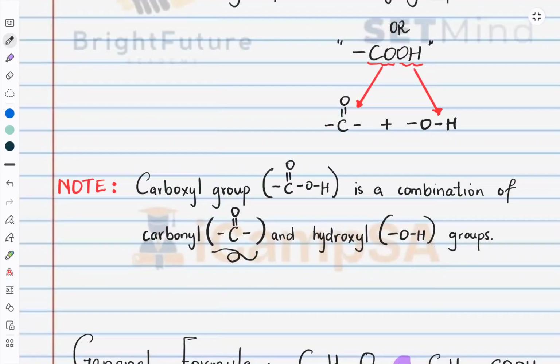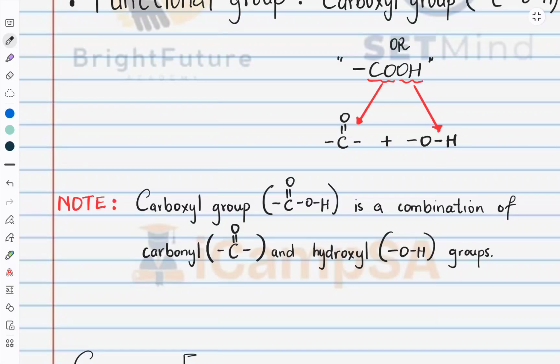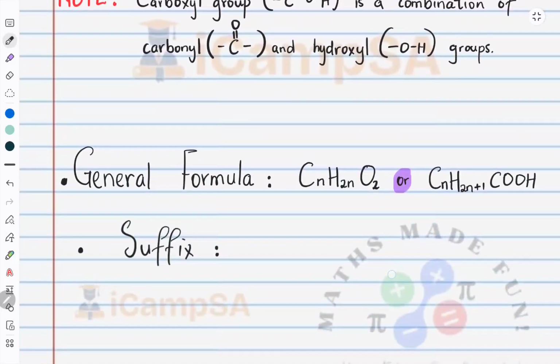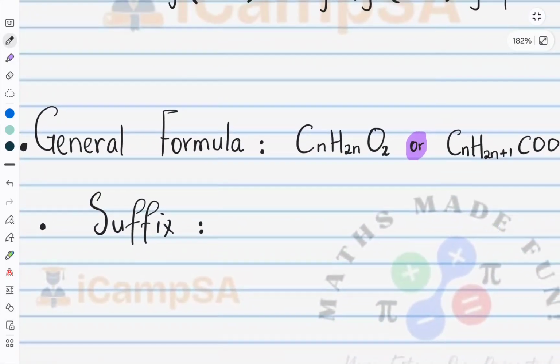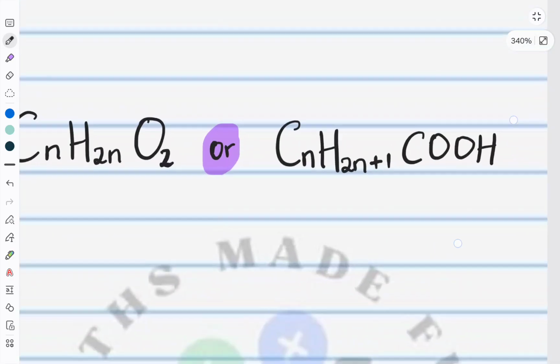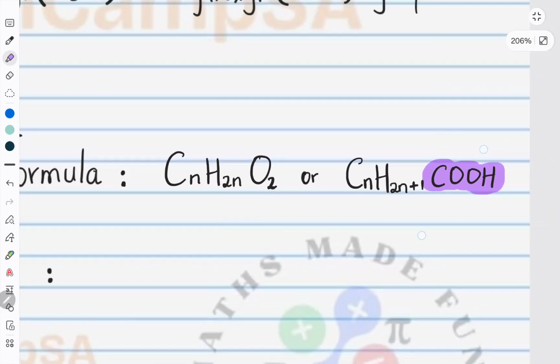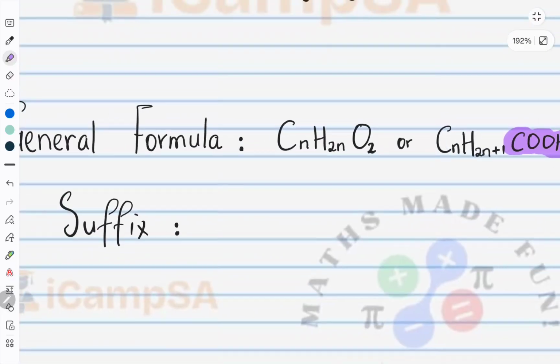Right, so an example of a carboxylic acid is ethanoic acid, right? So we'll come back to that. And then the general formula is CnH2nO2, or you use this one, CnH2n plus 1, and then you put COOH there, which is our functional group for carboxylic acids. All right, so that's what happens with the general formula.